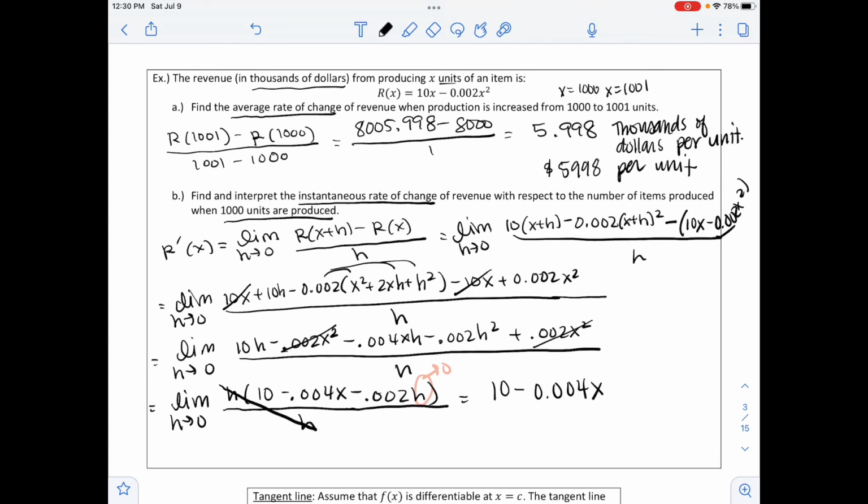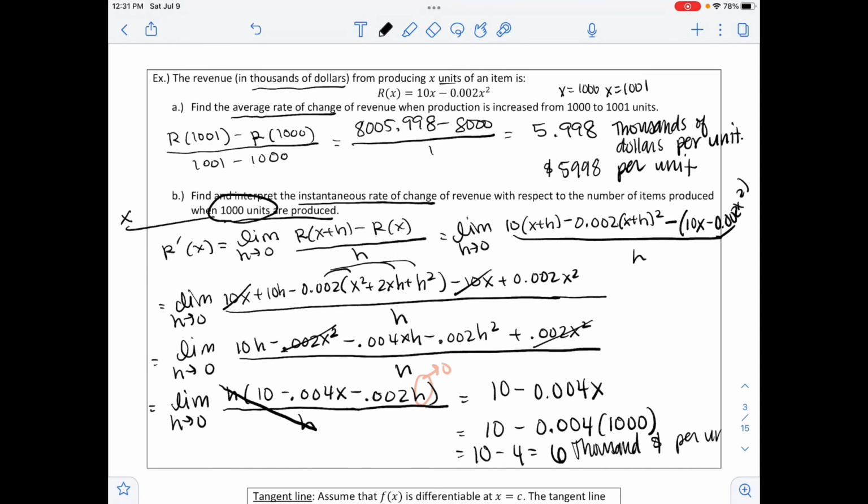But this is asking for when x is equal to 1,000 units, which is what we are given here. This is our x value. And so I'm going to go ahead and substitute in 1,000. And so from here we get 10 minus 4, which is equal to 6. And again, this is in thousands of dollars per unit. So $1,000 per unit. Or you could just write it as $6,000 per unit.